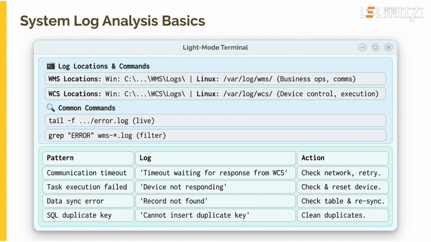On the right, common error patterns and their meaning. A communication timeout is usually a network issue. A task failure means the device is offline or there's a conflict. A data sync error means checking the middle table. And a service exception may be resource exhaustion. Knowing these lets you locate problems fast. Use tail -f to monitor logs live, so you see issues the moment they appear.